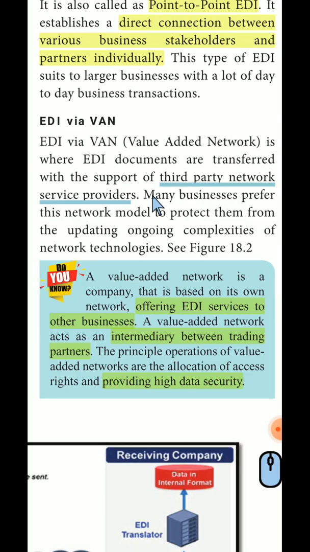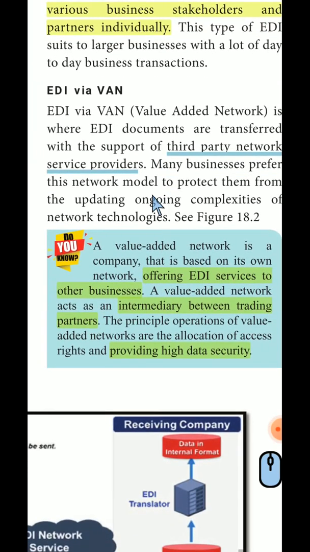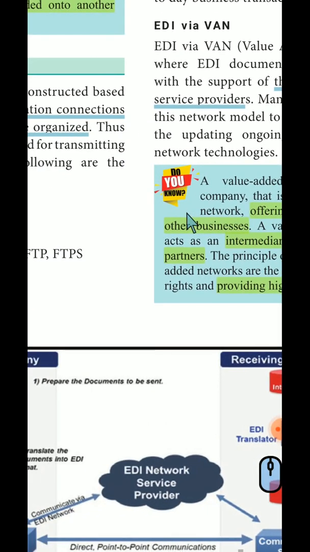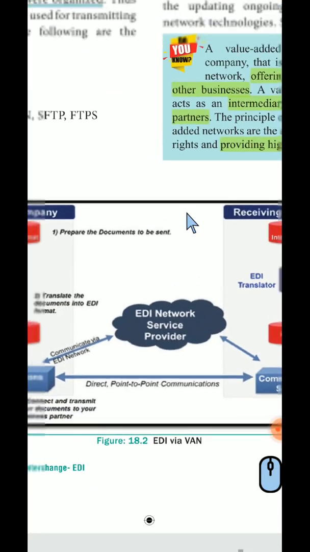Many businesses prefer this network model to protect themselves from the ongoing complexities of updating network technologies. So in order to stay updated with network technologies and also to avoid the complexities of transferring the data from one organization to another, many businesses prefer this network model. And here you can see an example for this EDI via WAN.